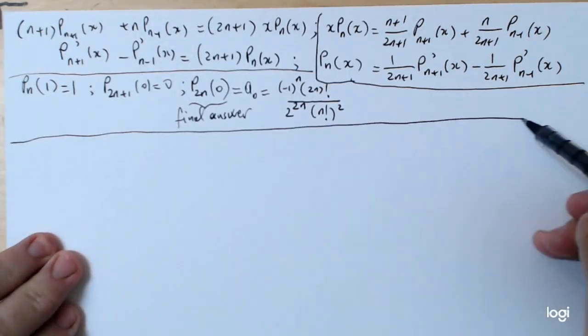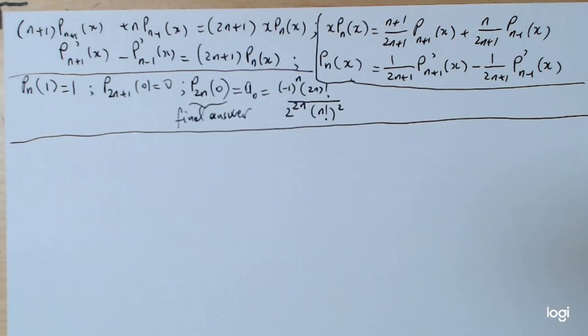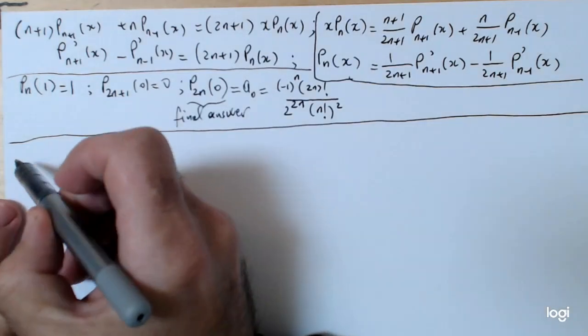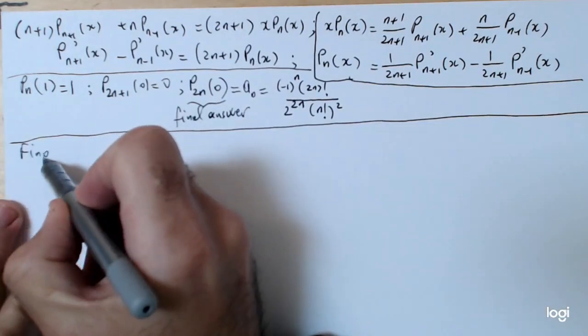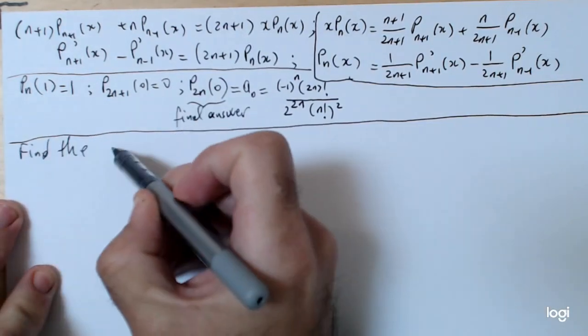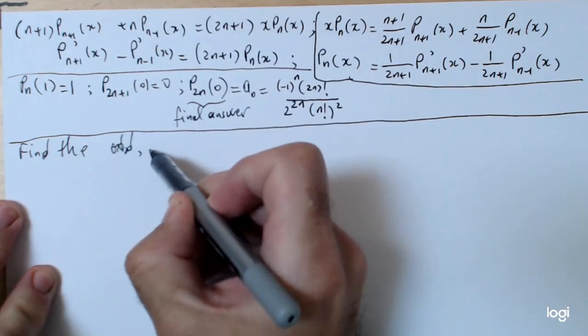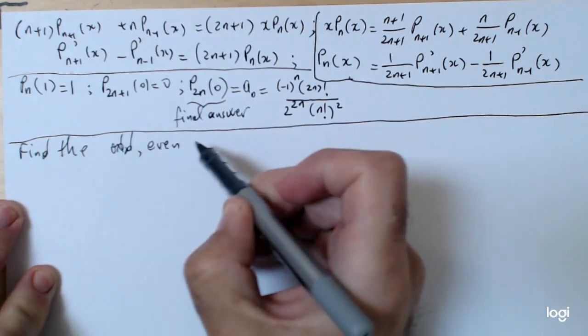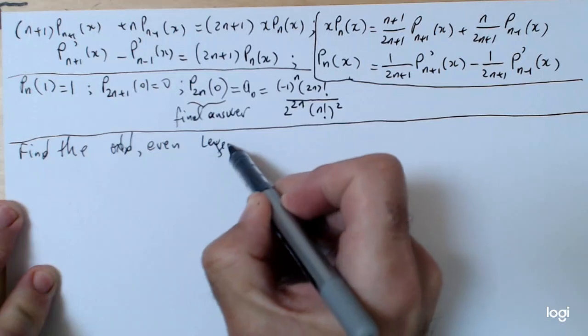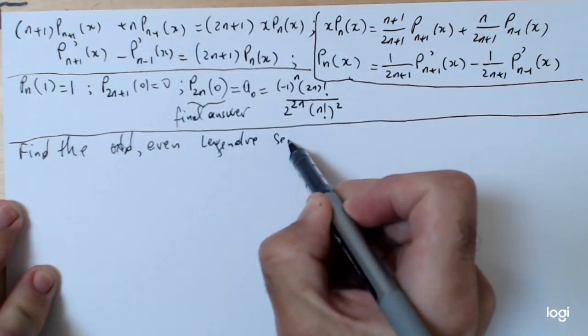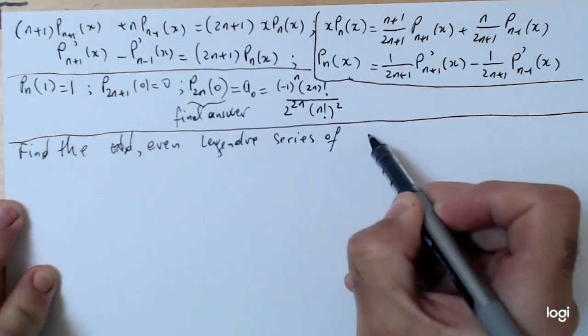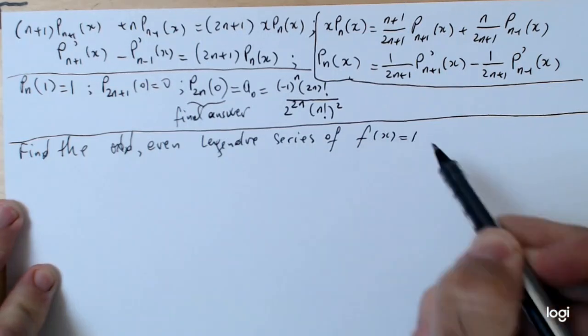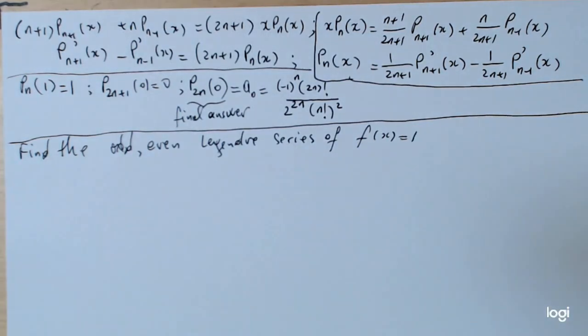Okay, so let's go over a couple of examples of computing Legendre series. Let's start with the easy one. Let's find the odd and even Legendre series of the constant function 1. So you just take 1 as a function of x.